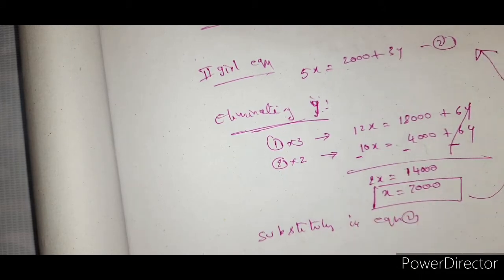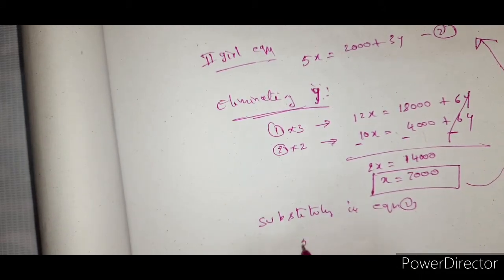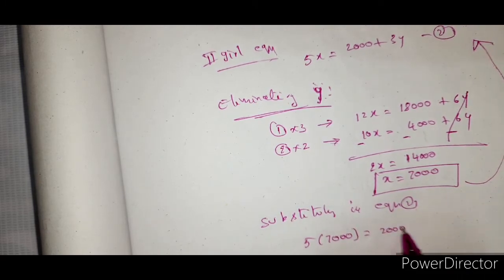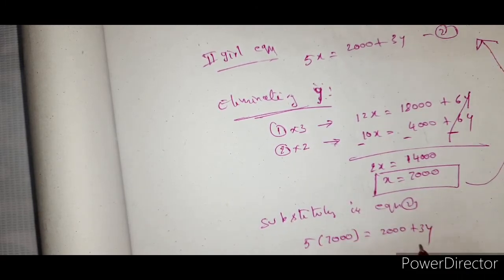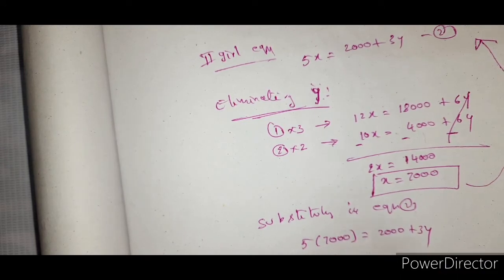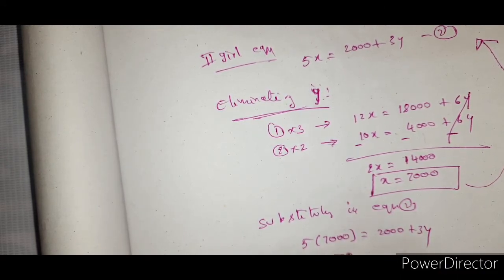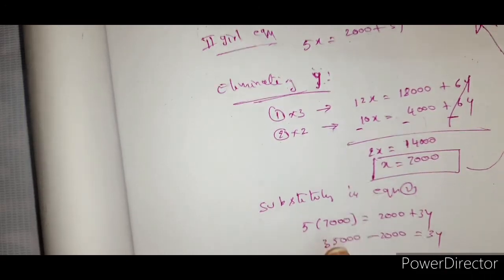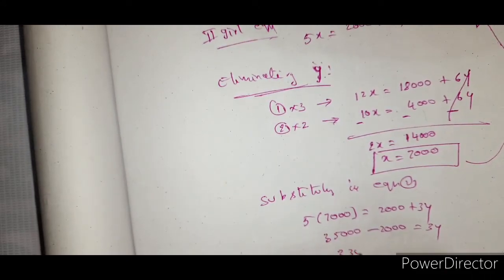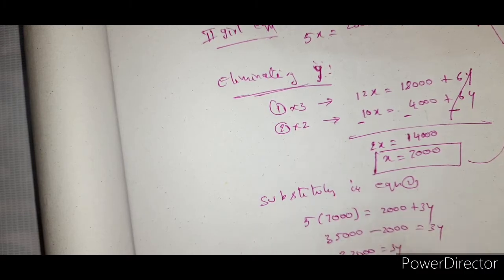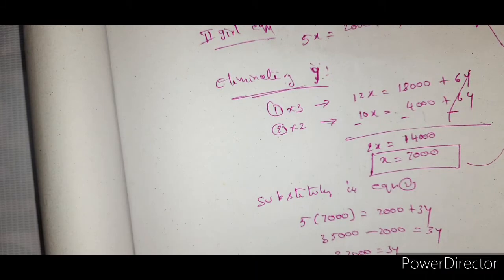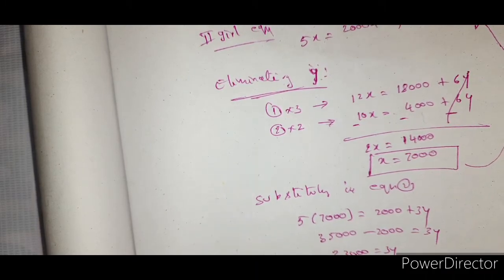Equation 2. So we get 5 of 7,000 is equal to 2,000 plus 3y. So this is 5 7s are 35,000 minus 2,000 is equal to 3y. So that is 33,000 is equal to 3y, or y is equal to 11,000.